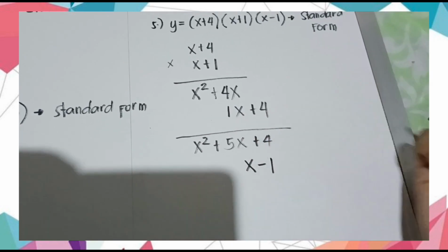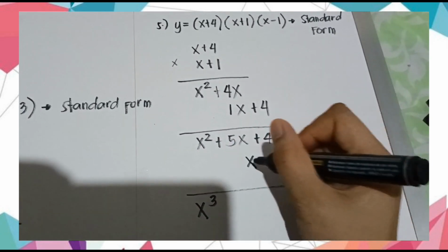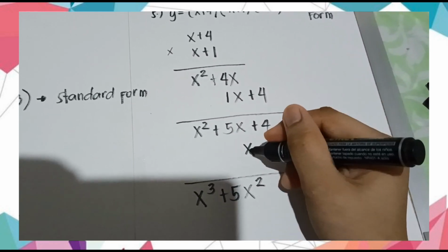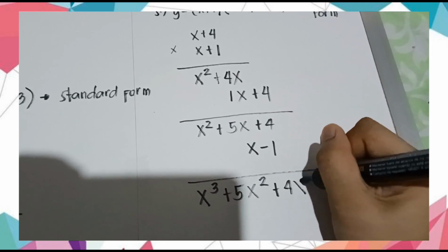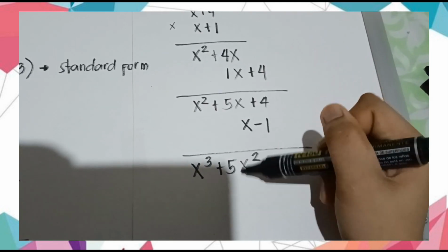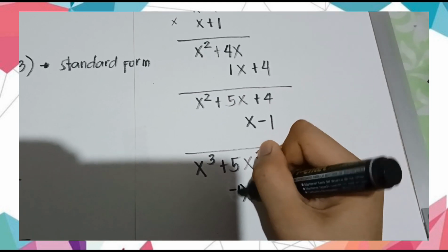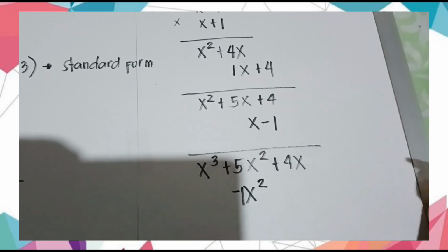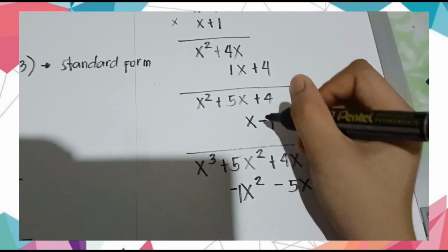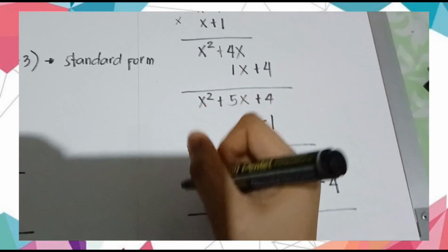So, x minus 1 multiplied to x squared plus 5x plus 4. First, we multiply x squared times x, which gives x cubed. Then 5x times x gives us 5x squared. And then 4 times x gives us 4x. Next, negative 1 times x squared is negative x squared, so we align it with the same exponent. Negative 1 times 5x gives us negative 5x. And then negative 1 times positive 4 gives us negative 4.